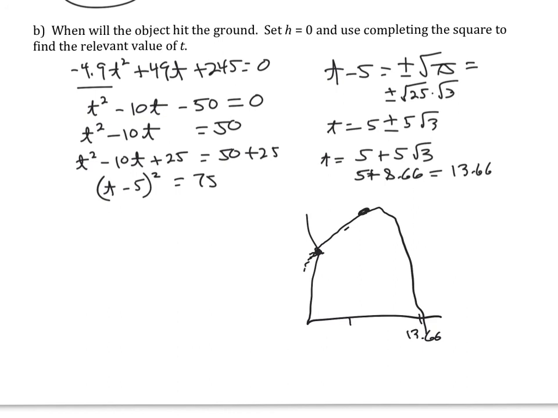Notice that this part of our figure is all with a negative t value, so it doesn't make physical sense, but this would be the other value we got up here when we have 5 minus 5 root 3. That would give us whatever this value is here. Okay, but this is our solution, 13.66, 5 plus 5 root 3.